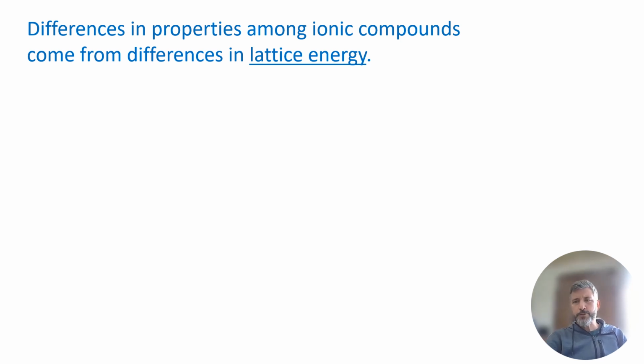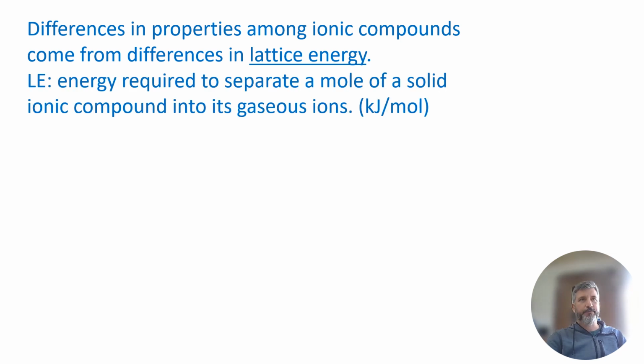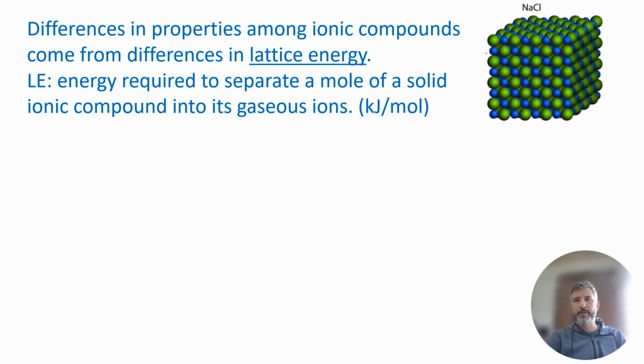Okay, so not all ionic compounds are the same in terms of their ability to dissolve in water and in terms of their melting point. And so we want to talk a little bit about the reasons for that. It comes from something called lattice energy. So lattice energy is simply the energy required to separate a mole of a solid ionic compound into its gaseous ions. It's measured in kilojoules per mole. So what do we mean by that?